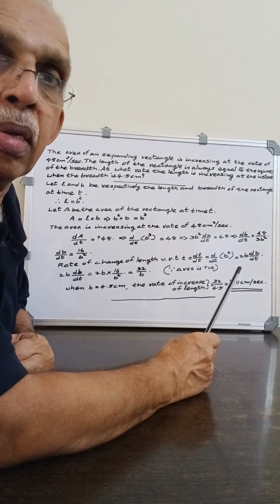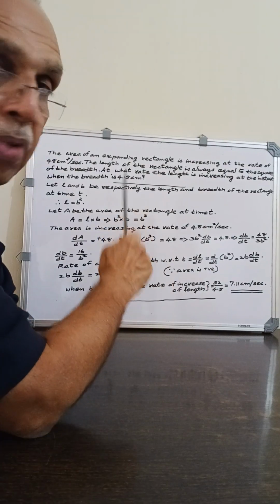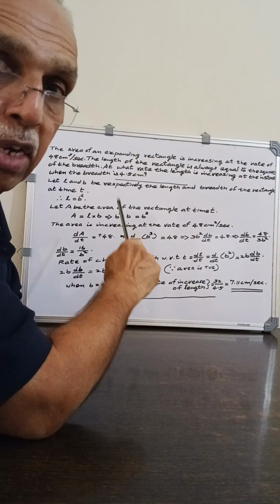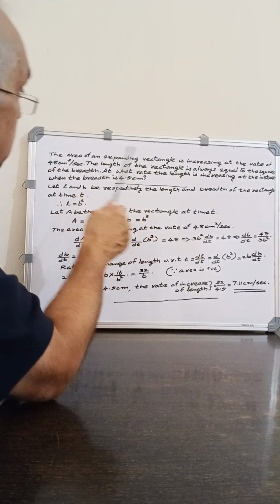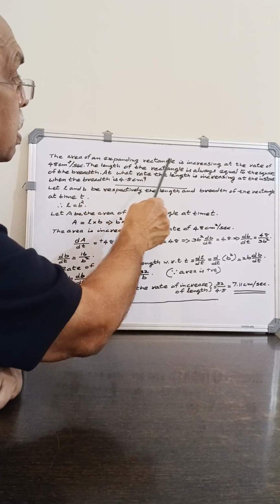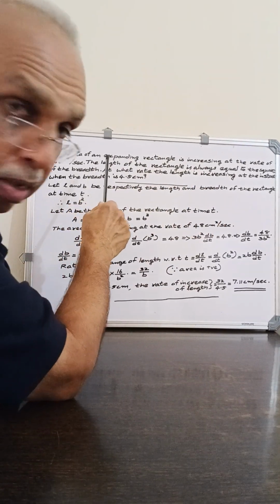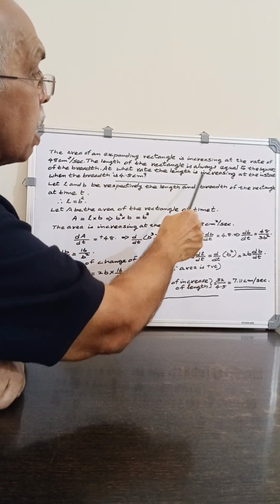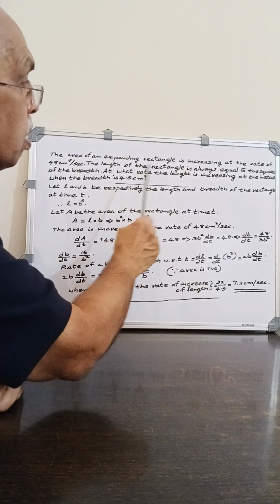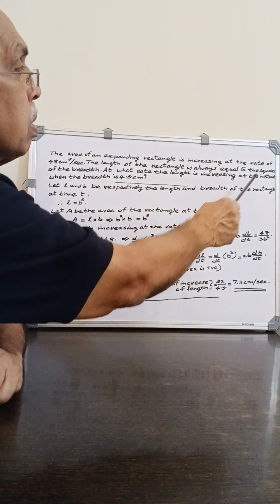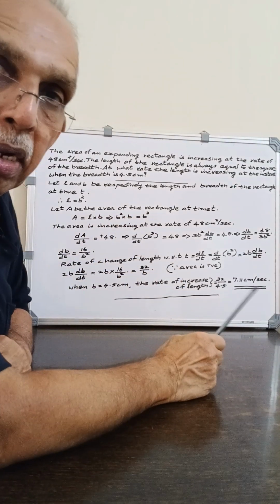Here we are discussing 12th standard applications of differentials, that is, rate of change of quantities. Here is a question. The area of an expanding rectangle is increasing at the rate of 48 centimeters squared per second. The length of the rectangle is always equal to the square of the breadth. At what rate is the length increasing at the instant when the breadth is 4.5 centimeters?